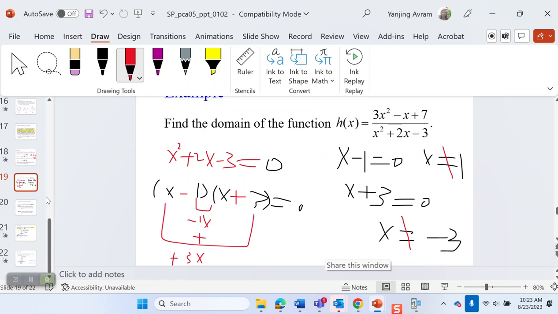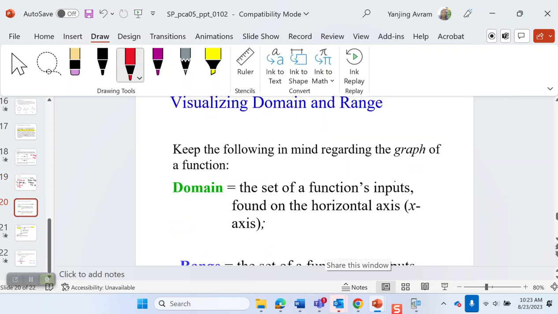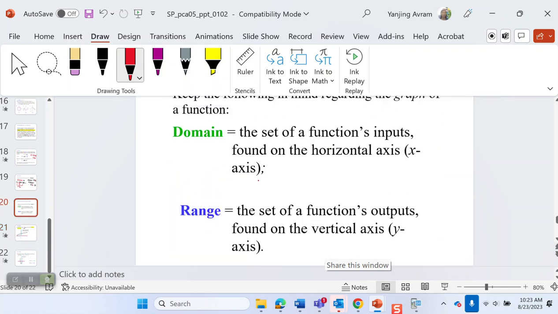Okay, so we know if you have a fraction, if you have an x in the denominator, the entire denominator cannot be 0. So that's domain rule number 1.